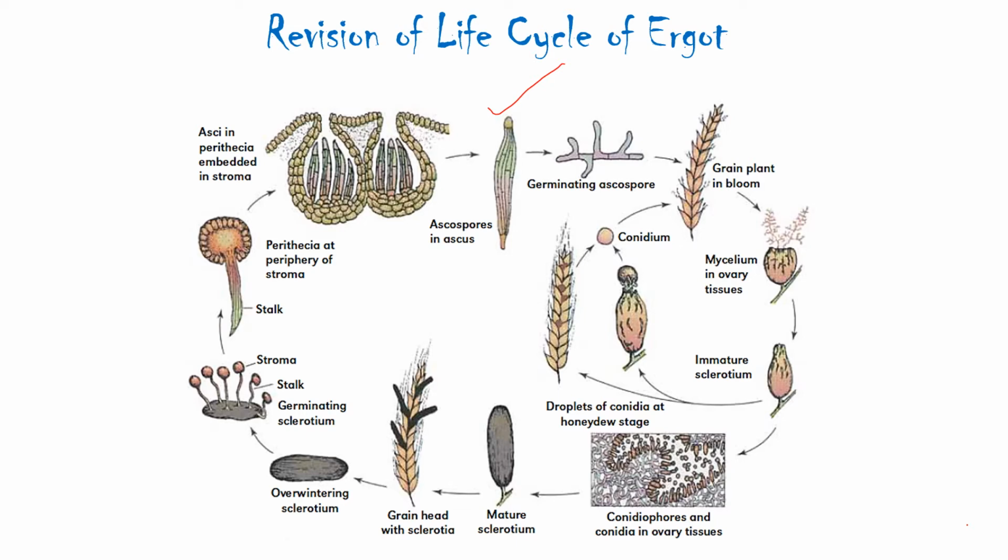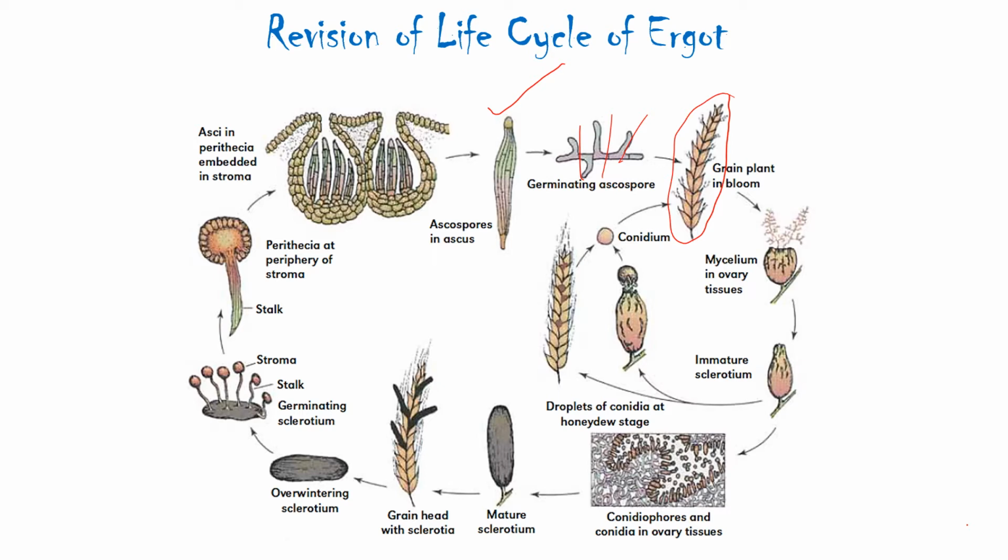So you can see this is the floret of the grain plant where this infection through the ascospore is caused. Generally, during the germination period, the ascospore forms hyphal strands, which help it to easily invade the grain floret.